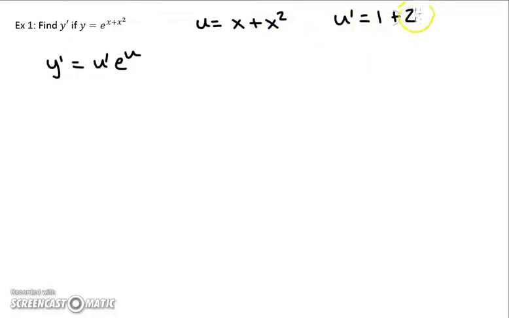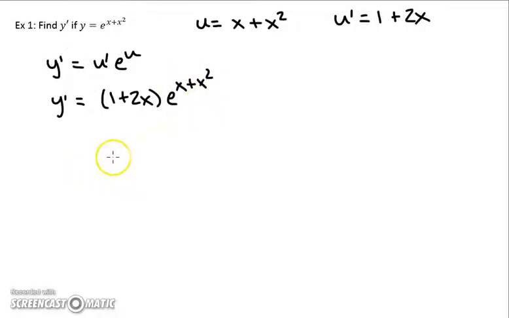So this first one, find y prime if y equals e to the x plus x squared. So if we're thinking about this, u is going to be x plus x squared. So y prime, we know from the rule we just said, is u prime e to the u. So if we think about this function here, u prime, derivative of x is 1, derivative of x squared is 2x. So y prime is going to be 1 plus 2x times e to the x plus x squared power.